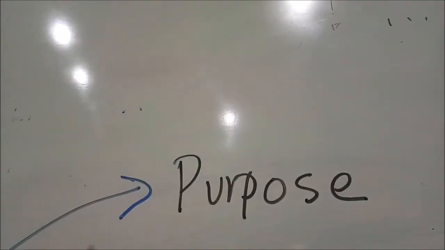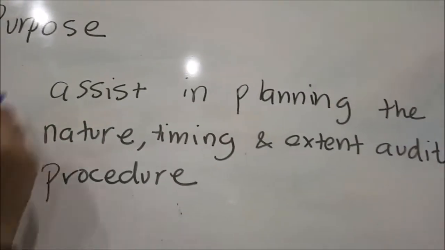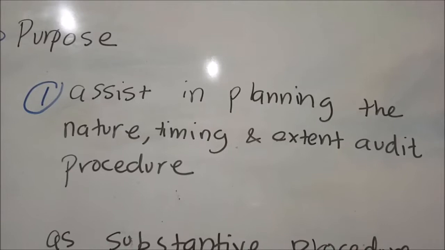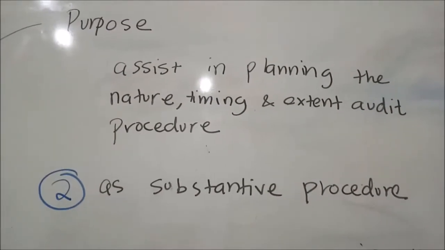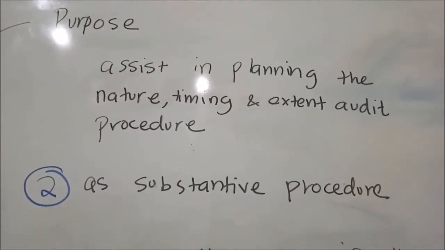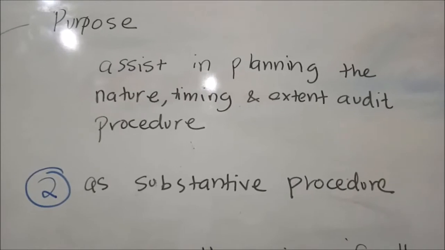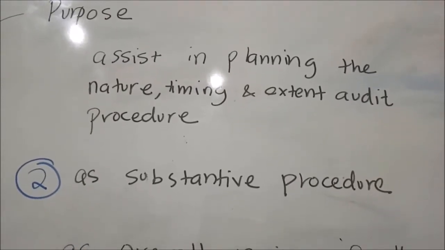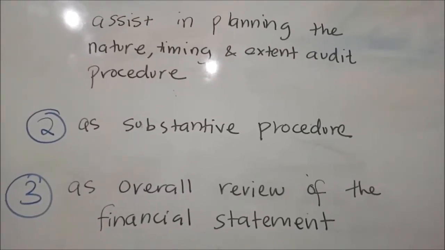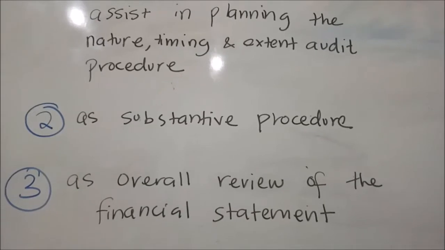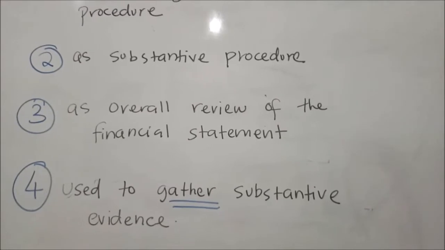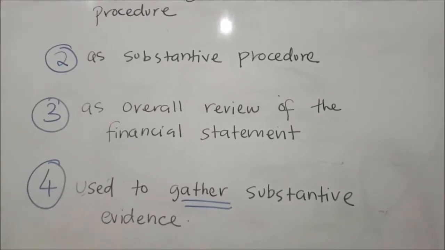Purposes of analytical procedure. First, to assist the auditor in planning the nature, timing, and extent of other audit procedures. Second is as substantive procedures when their use can be more effective or efficient than tests of details in reducing detection risk for specific financial statement assertions. Third is as an overall review of the financial statements in the final review stage of the audit. And lastly, it is also commonly used to gather substantive evidence for detecting misstatements in the audit.